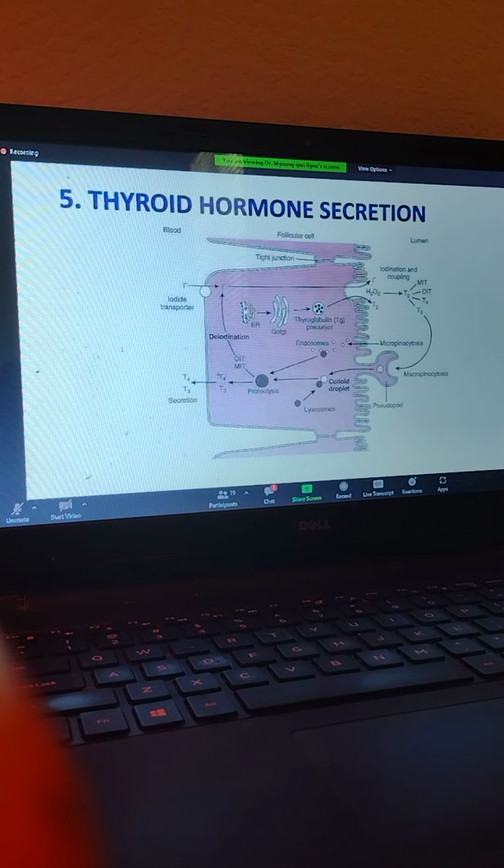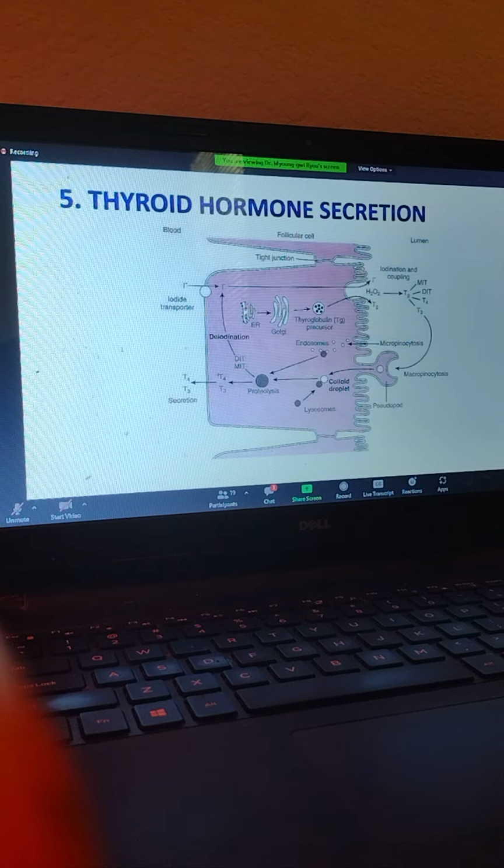Okay, so we have this. Yeah, I'm gonna use this. So this is the thyroid, the cells, right? So we have the basal membrane, blood, and then the apical membranes facing the lumen, right?